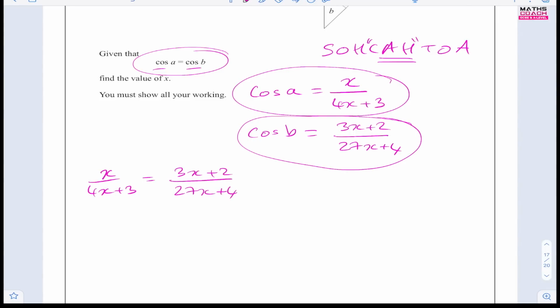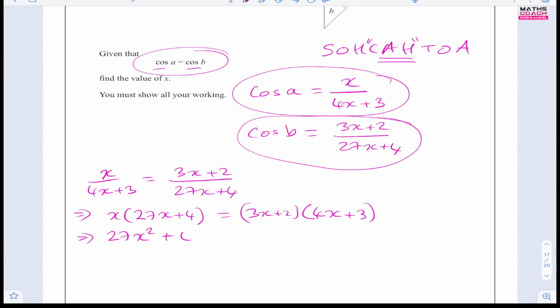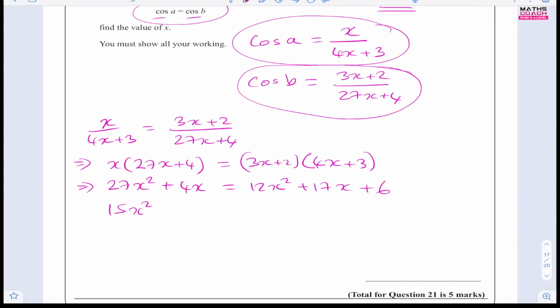Now I'm sure you know what to do next. You are going to cross multiply. So we have x bracket 27x plus 4 is equal to 3x plus 2 in a bracket multiplied by 4x plus 3 in a bracket. Expand those brackets, we get 27x squared plus 4x is equal to, the second side is going to be 12x squared plus 17x plus 6. We are going to collect everything onto one side, giving us 15x squared minus 13x minus 6 is equal to 0. And here we are just going to factorize this.